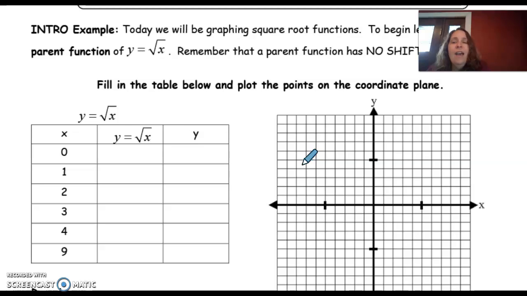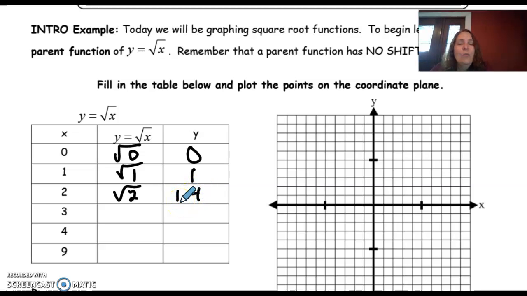All right. If x is 0, then y would be the square root of 0, which is just 0. If x is 1, then y would be the square root of 1, which is just 1. If x is 2, then y would be the square root of 2, which is not something that we have at our fingertips, but you could certainly put it in your calculator. And when you do, you'll see that it is about 1.4. Now, it's not exactly 1.4, so I'm going to put the little squiggle in front of it, because it's approximately equal to 1.4.